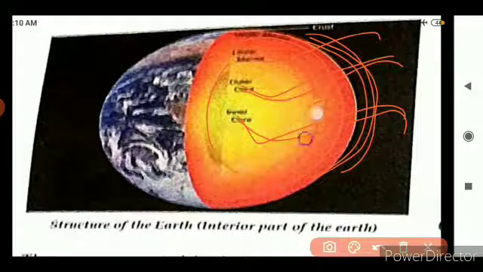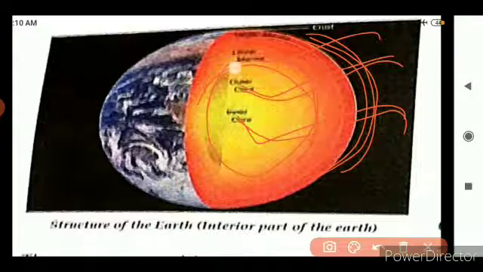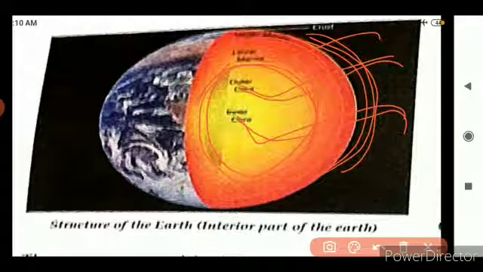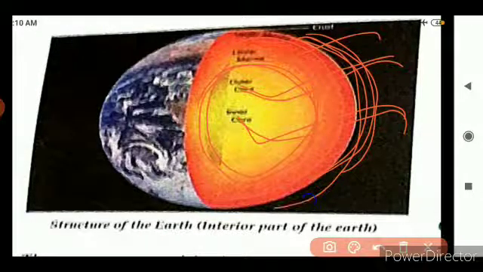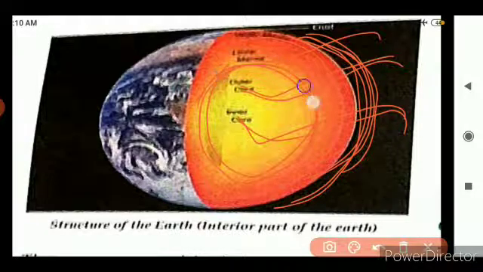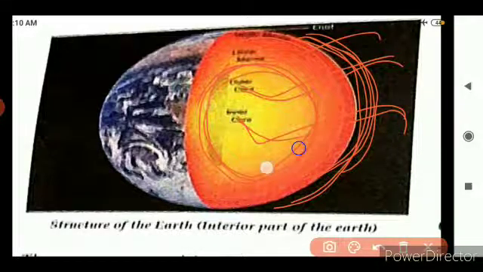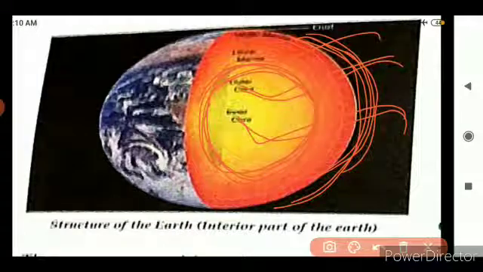Here, what is this, children? Just now I told you, inside this part it is very, very hot, molten and gaseous. The upper portion is uneven and hard, and the lower portion next to that, the interior part, is hot, molten and gaseous, children.